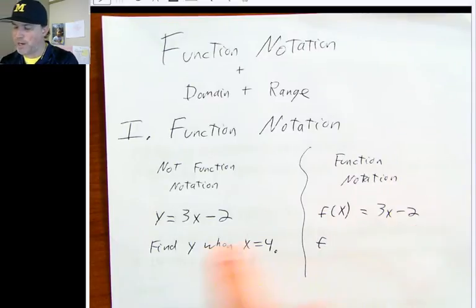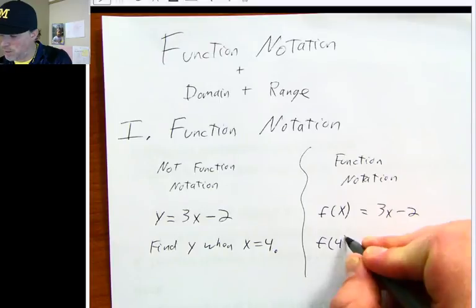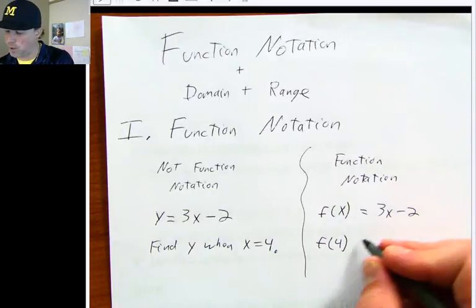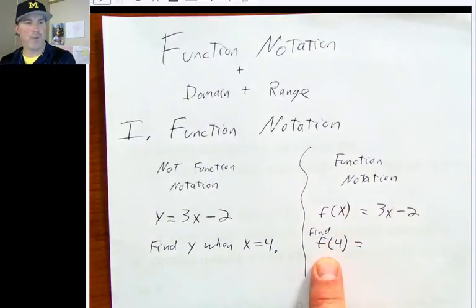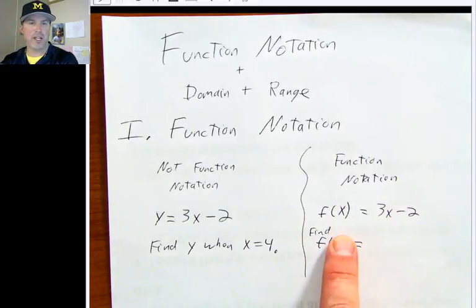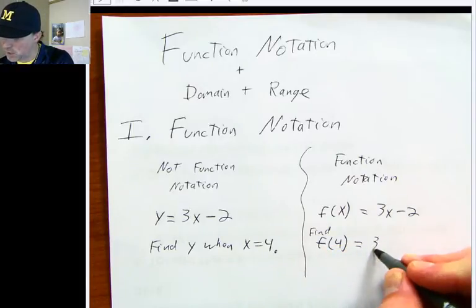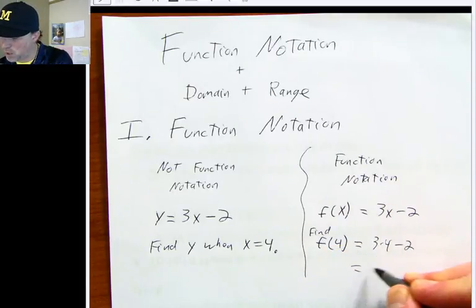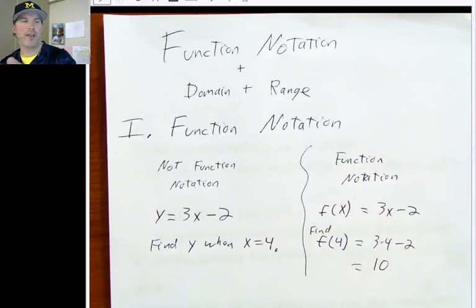So if I wanted to ask this exact same thing in function notation, I would just say f of 4 equals, or, because it's an instruction, find f of 4. What that's telling you is to go through this equation, and everywhere that you see an x, you plug in 4, and you end up with 10. So that's an example of function notation.